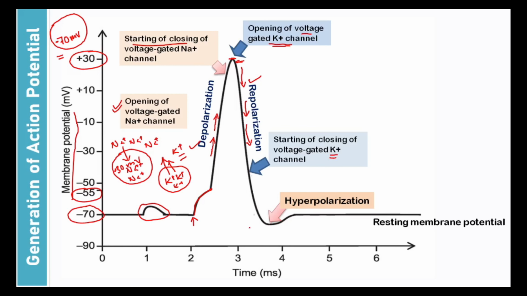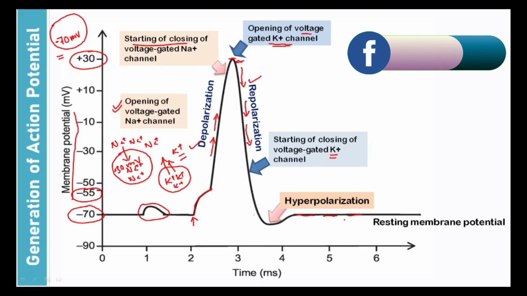And again, in this condition, the sodium potassium ATPase will activate, and then what will happen, the neuron will come back to the resting membrane potential, so that the next action potential can be generated. So this is about the generation of action potential.